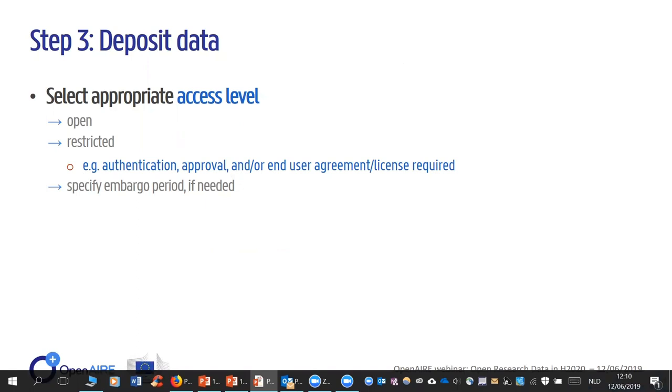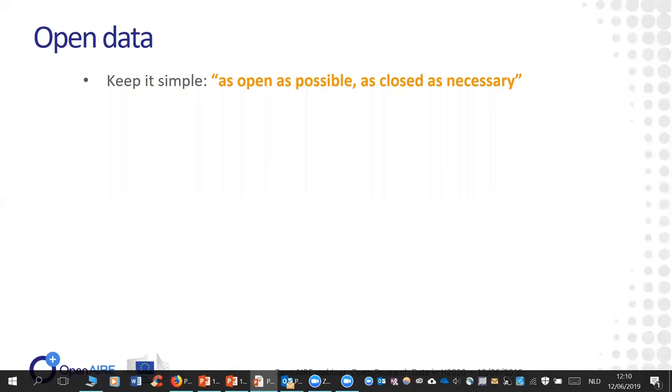And then you can, of course, link on your project site to the repository where your data is, if you want to. So depositing your data: select an appropriate access level, so open if possible, but a lot of repositories also allow you to have restricted access, where you can choose what kind of restrictions your data applies to. Or if you want to put an embargo for some reason, if this is needed, repositories can help you with that.